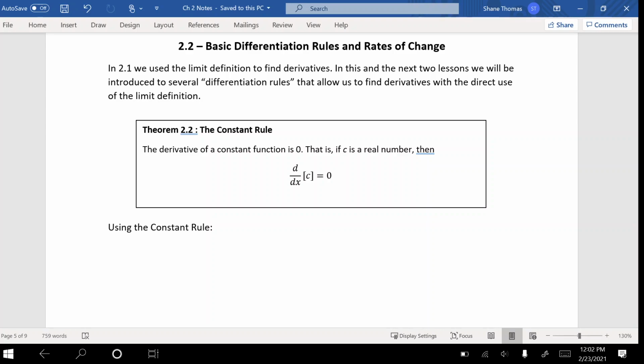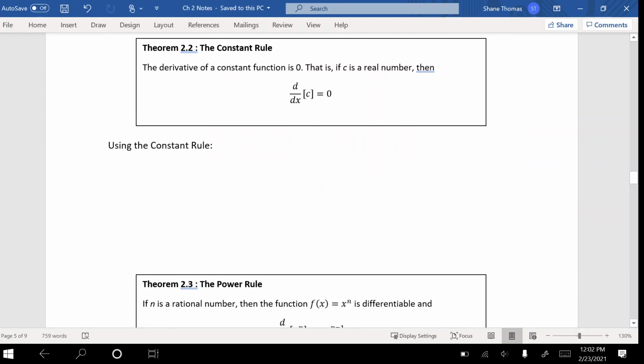So first off, we have the constant rule, which is theorem 2.2. The constant rule says the derivative of a constant function is 0. That is, if c is a real number, then d dx of c is 0. So let's look at a couple examples using the constant rule.